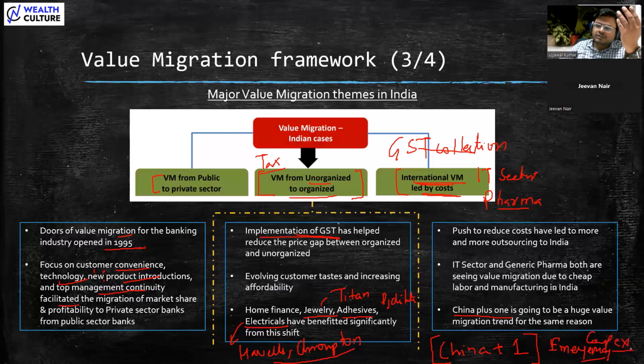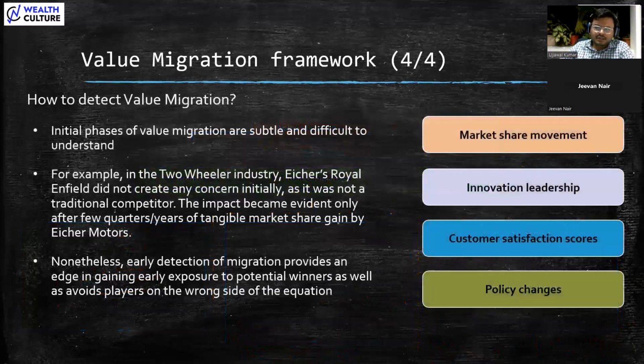So it's not just word. I mean, it's not just rumors, but actual capex being spent, which confirms that this is an actual trend that we are seeing in the market. Now, the question is how to detect value migration when it is happening, right? As investors, we want to identify this as soon as possible for us to invest our money and then stay invested for the long term.